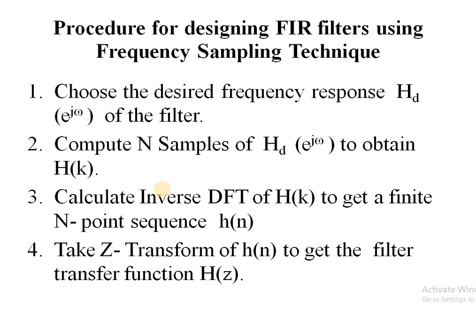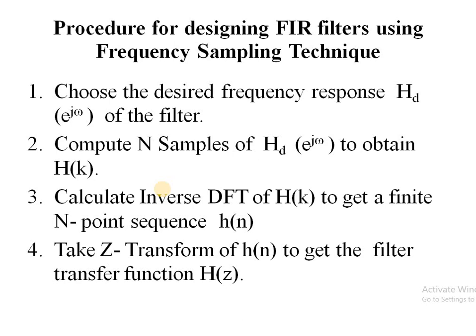In the fourth step, we consider the Z transform of the impulse response h of n to get the filter transfer function H of z, which is simply calculated as the Z transform of h of n from n equal to 0 to N minus 1.